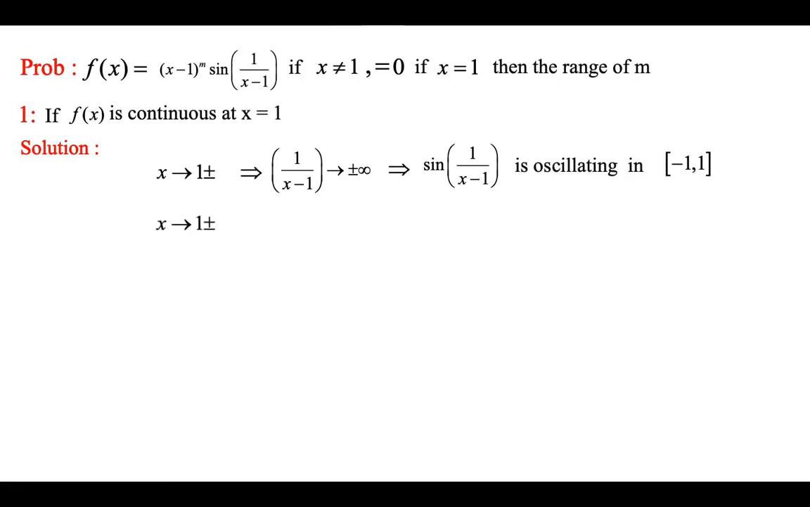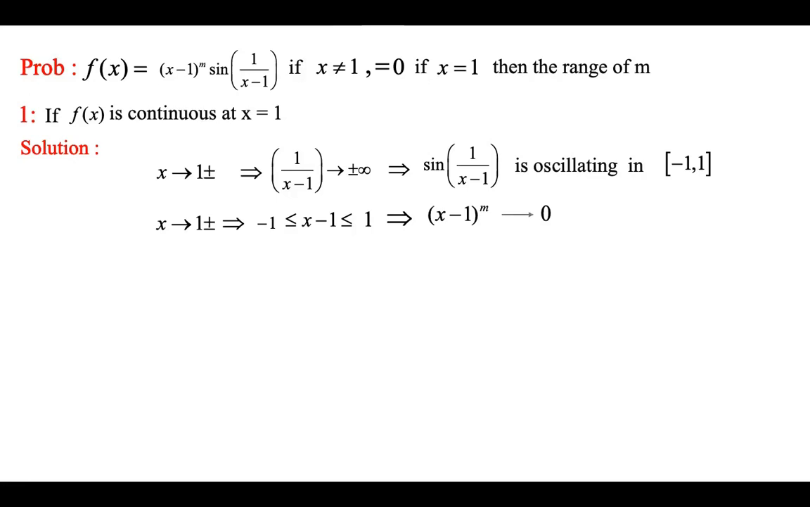But the second part, when you observe, as x tends to 1 plus or 1 minus, then sine of 1 by x minus 1 is always in between minus 1 and plus 1. So now I am expecting, because the above sine is oscillating between minus 1 and plus 1 very fast, that this limit must be equal to the value of the function, which is 0, which is given there. It should happen that x minus 1 whole to the power m should tend to 0. Then only the function becomes continuous.